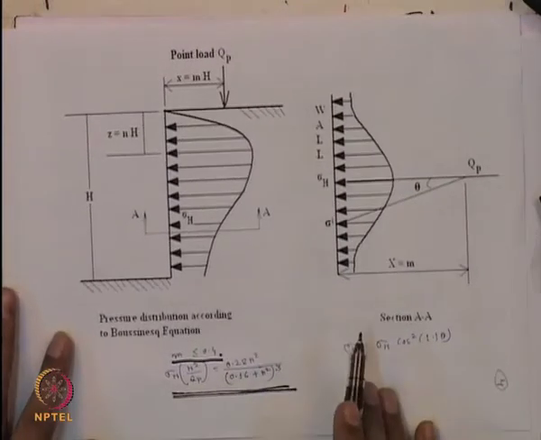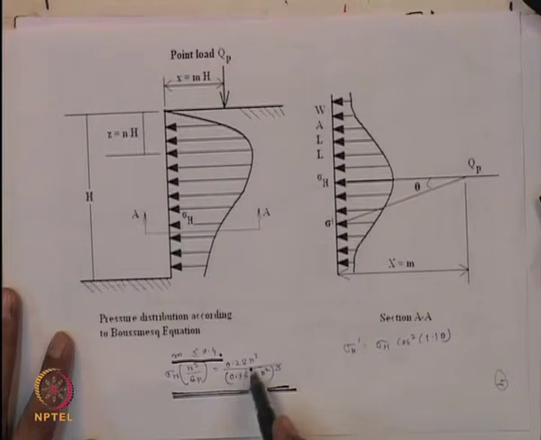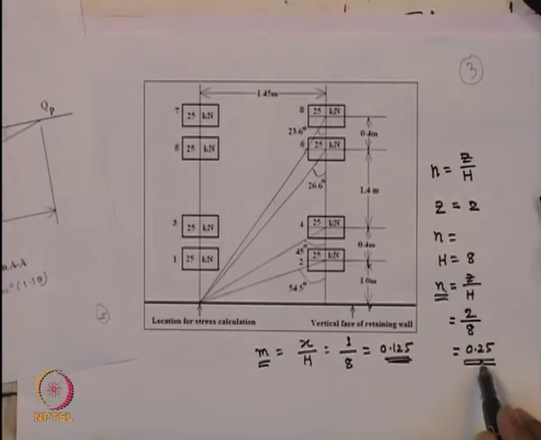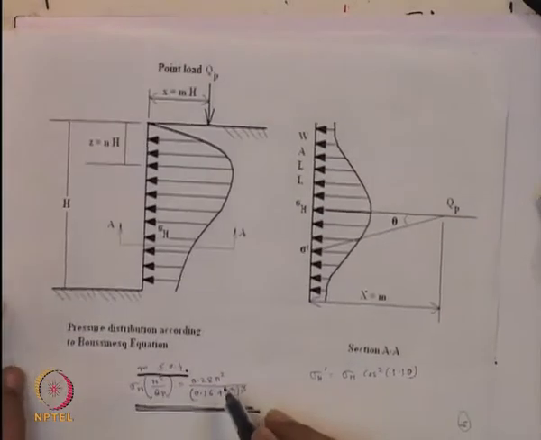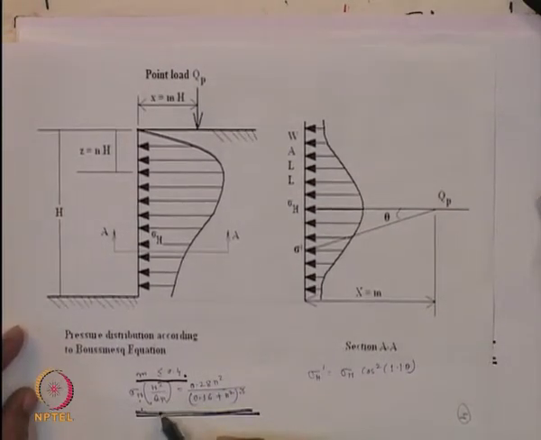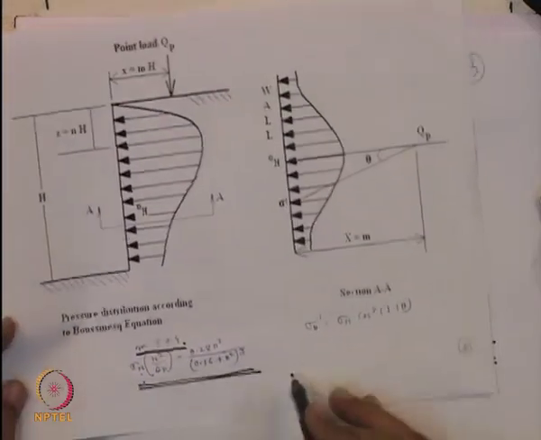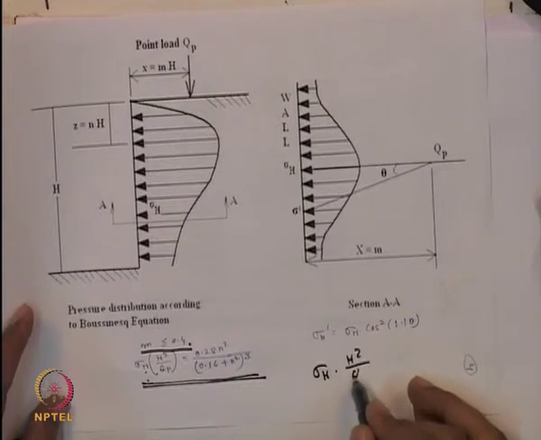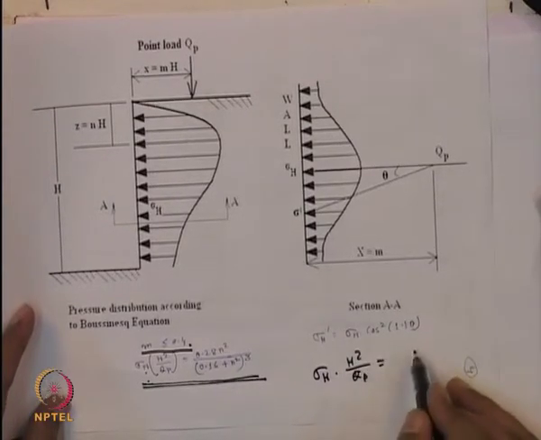That means sigma h into h square by qp is equal to 0.28 n square by (0.16 plus n square) whole to the power q. Now you know what the n value is. The n value is known, 0.25. You can substitute the n value 0.25, then you can get sigma h into h square by qp.